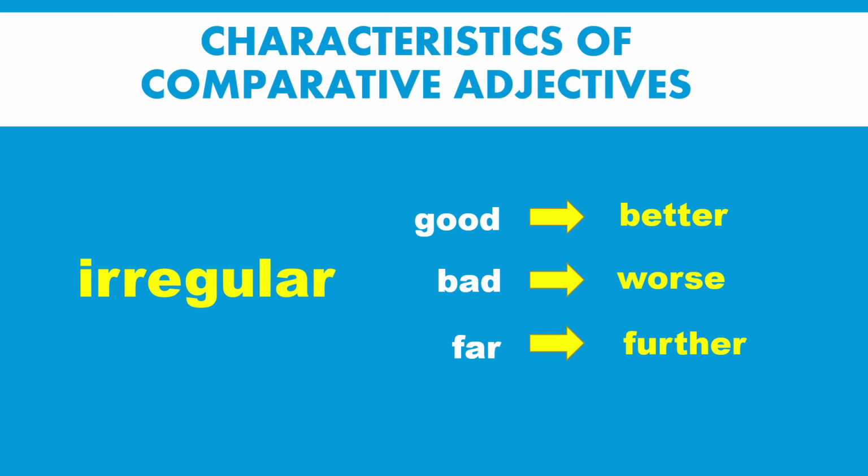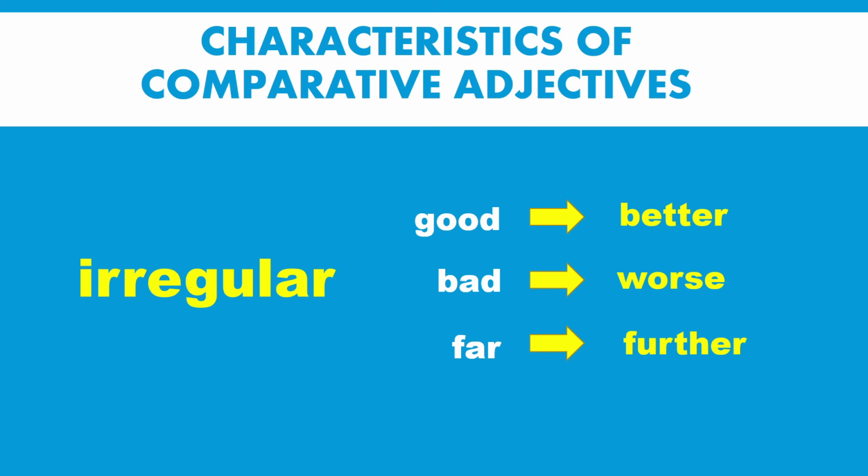So here it's further. The examples of irregular comparative adjectives are quite limited, only about four or five types of example. I don't want to confuse you, that is why I only came up with these three examples that are included in your student's book as well. So these are the characteristics of comparative adjectives.